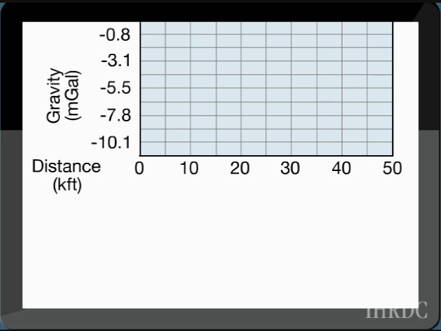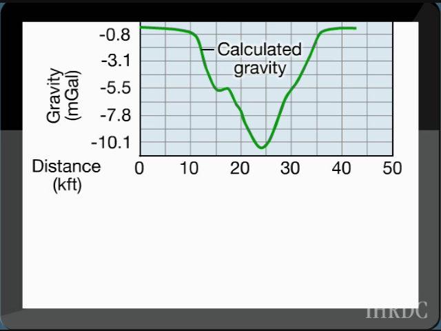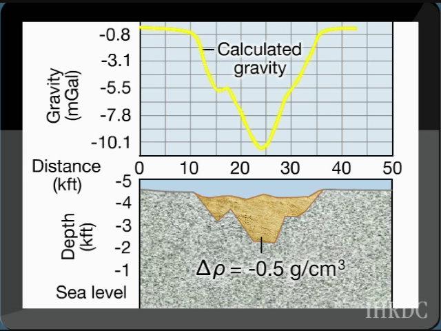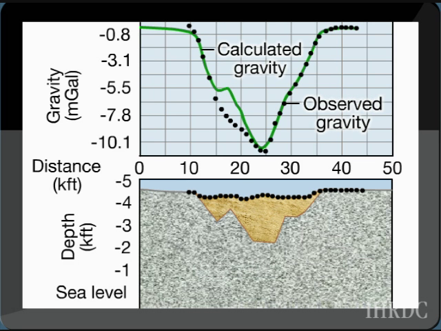Of course, we can also start with a gravity response and model a geologic feature to fit the response. Let's consider this gravity profile across a valley. As an initial model, we use this low-density body, the valley fill, which has a density contrast with the surrounding rock of negative 0.5 grams per cubic centimeter. This low-density body produces this gravity response, which has a reasonable fit to the actual gravity profile.